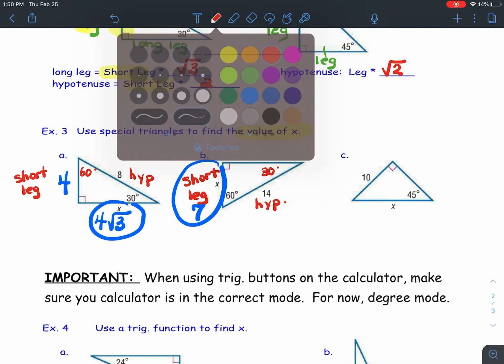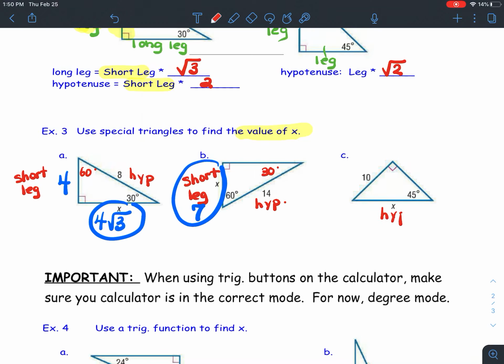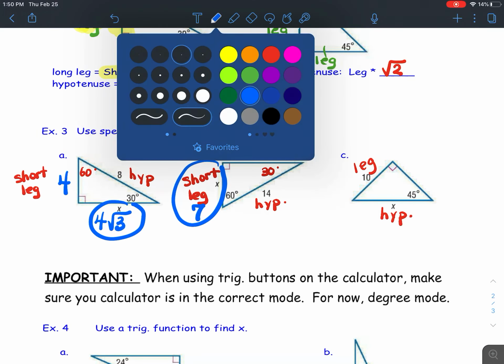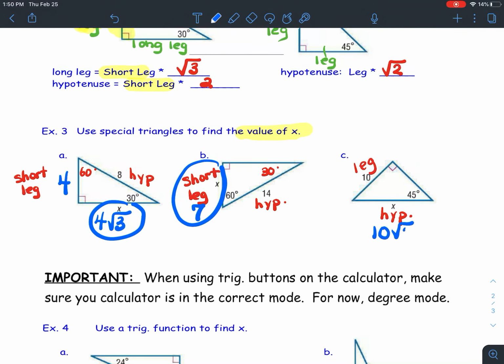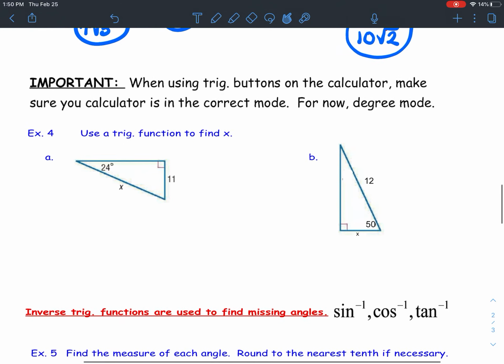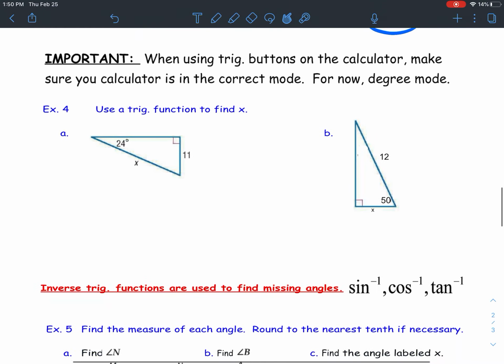Okay, and then on this next one, this is a 45, 45, 90 triangle. You can see the information that they gave you on this problem is they want you to find the hypotenuse. They gave you the value of one leg. That's all you need. One leg times the square root of 2 will get you the hypotenuse in a 45, 45, 90 triangle. So that means the length of the hypotenuse is 10 times the square root of 2.